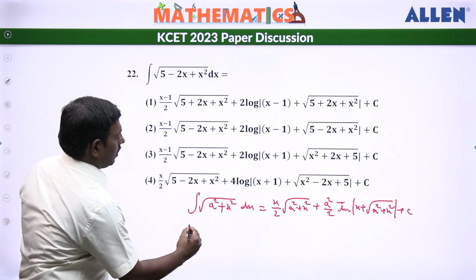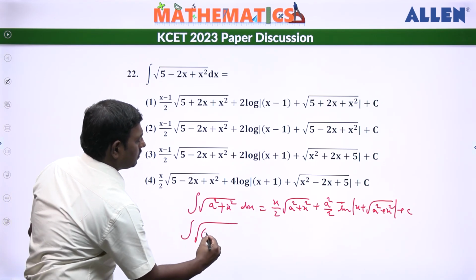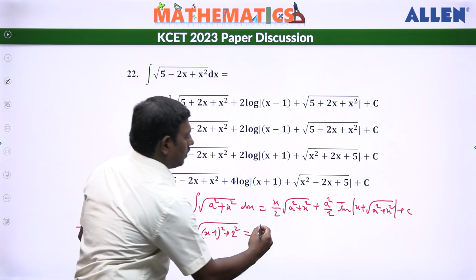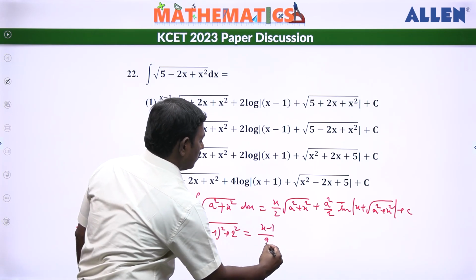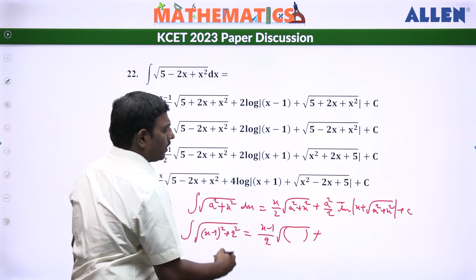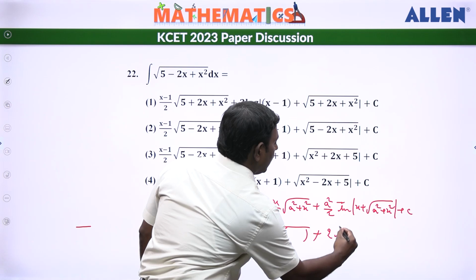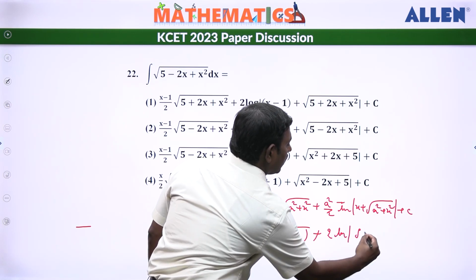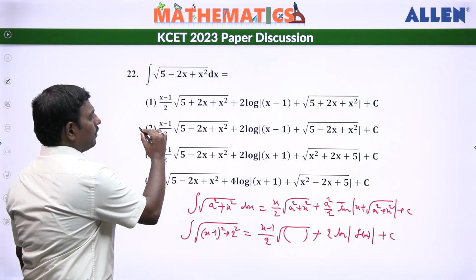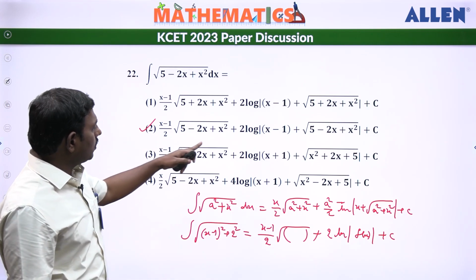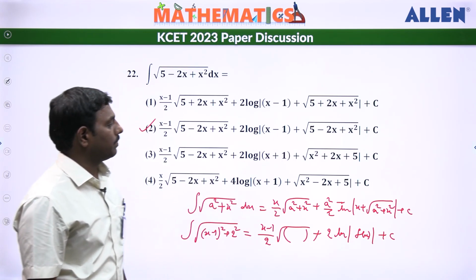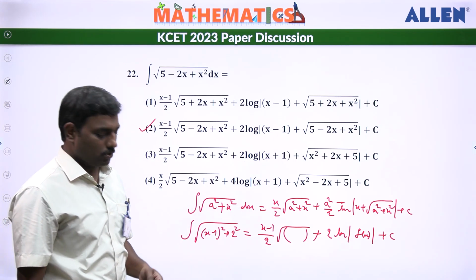Now, look at the question. This can be written as root over x minus 1 whole square plus 2 square. Now, this value is x minus 1 by 2 into root over the given expression plus a square by 2. So, a square by 2 is 2 times ln mod the given expression f of x plus constant. So, that is clearly option number 2. So, x minus 1 by 2 into root over the given expression plus 2 times ln mod x plus root over the given expression. So, 22nd answer is 2.